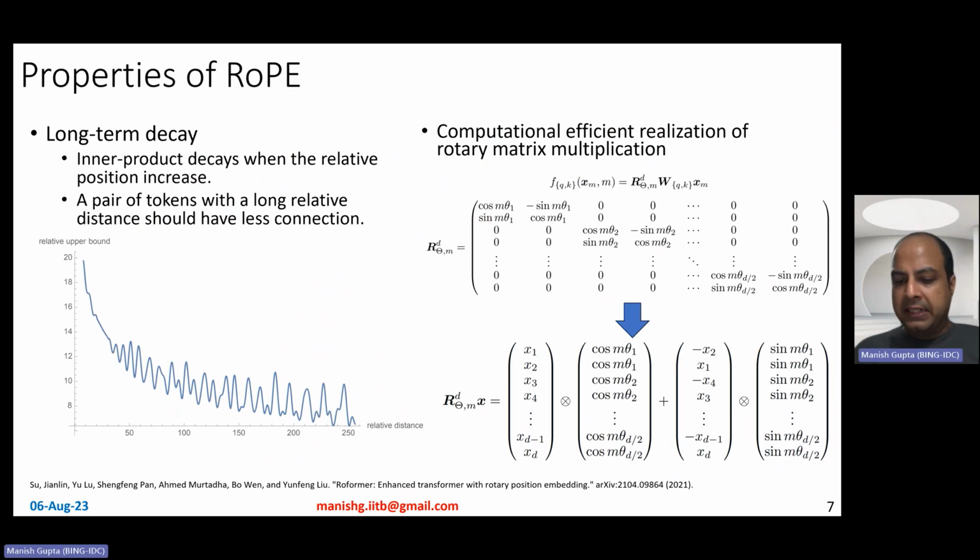Okay, good. So, rotary position embeddings actually have a nice property of long-term decay. The property basically says if the relative distance between the query and the key is larger, then the self-attention inner product reduces. So the inner product sort of decays when the relative position increases. If the query is very far away from the key, then the self-attention value should be small. So that satisfies intuitive understanding as well.